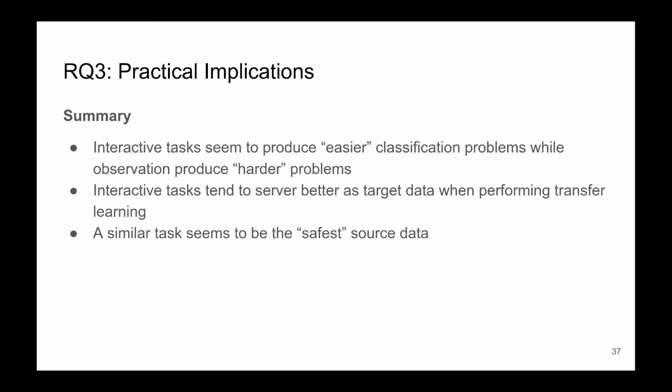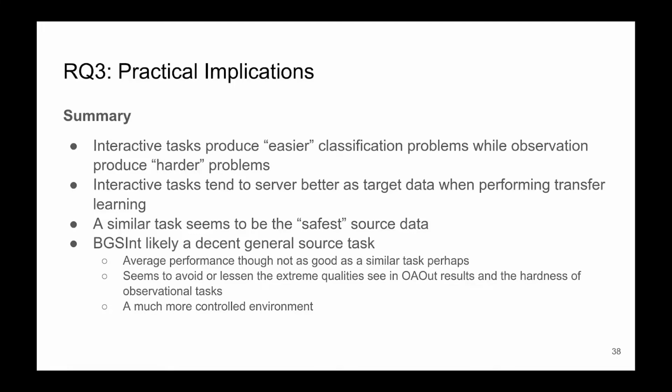Additionally, we can say that, to be expected, similar tasks do seem to be the safest source data when acting as transfer. And then finally, if we were to make a recommendation for all-around decent data to use as a source task, that relatively seems to be true for BGSint. It doesn't really suffer from the extreme qualities of OA out and has relatively average performance, and it has the benefit of being a much more controlled environment in general.